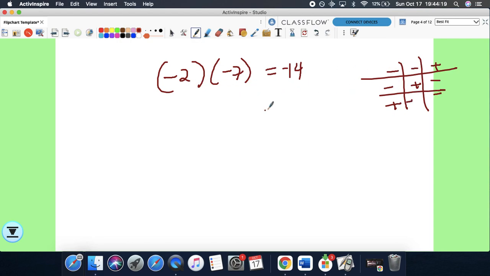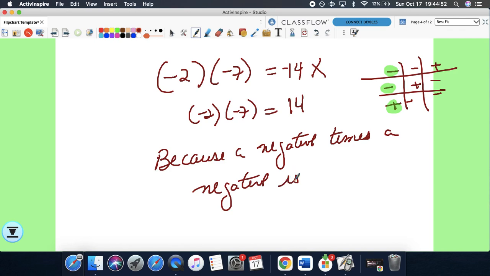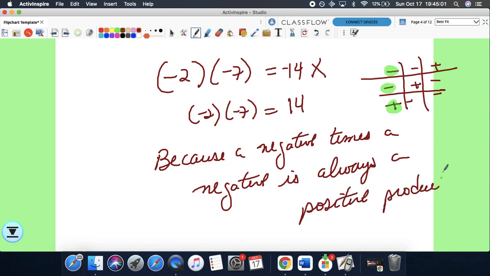So a negative times a negative is a positive. So we know the answer should be 14. Negative 2 times negative 7 is 14. So this one was incorrect. So is your friend correct? No, it's not. So why is it incorrect? We can say we know because a negative times a negative is always a positive product.